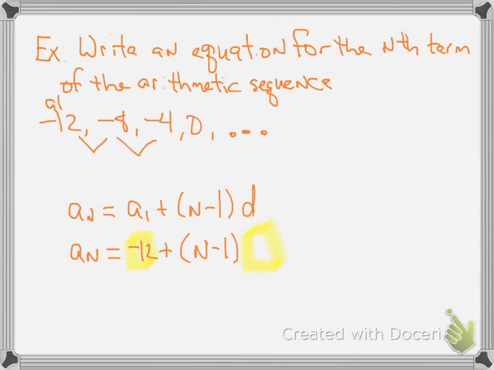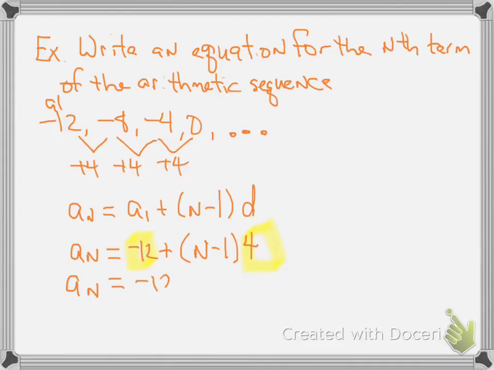Then I need to figure out the difference. Well, they're going up by 4. So that's a positive 4, so I'm going to put a 4 right there. You would like to be done, but you're not. Now we go back to what we did in the first 6 weeks. We want to simplify this, so we need to use the distributive property.